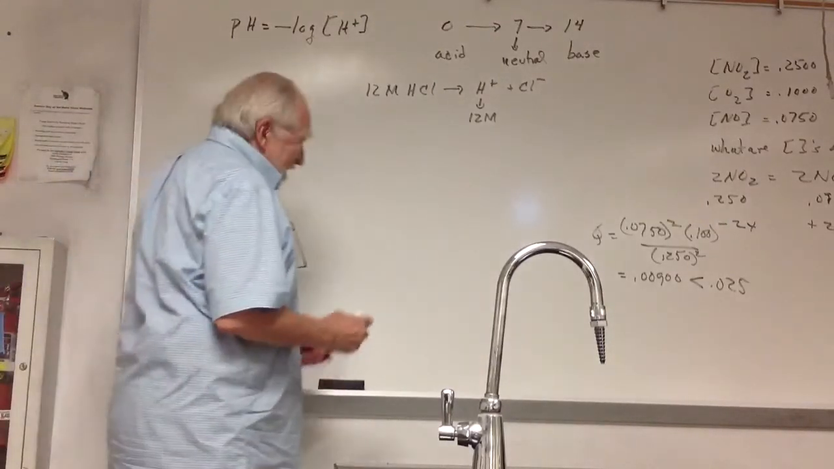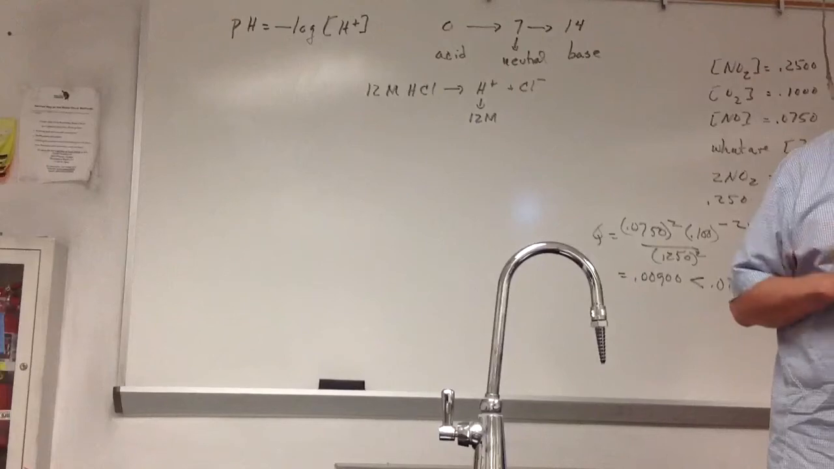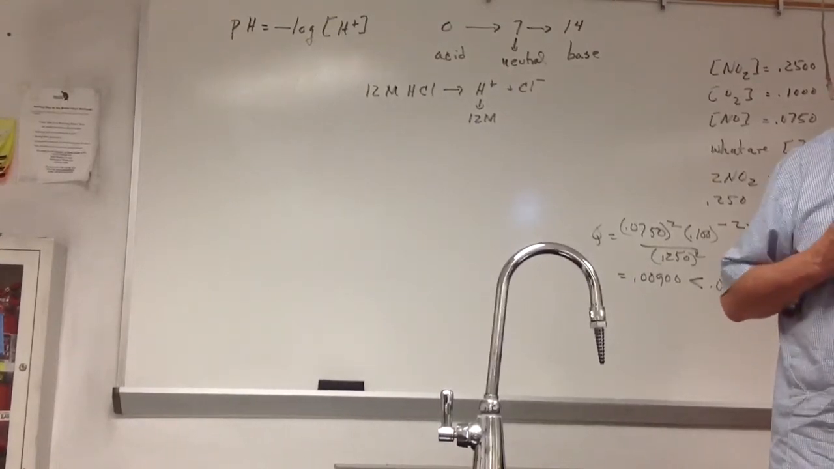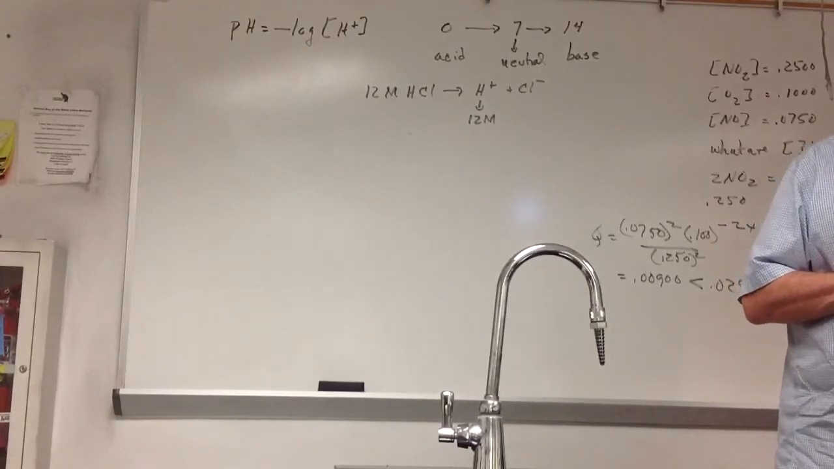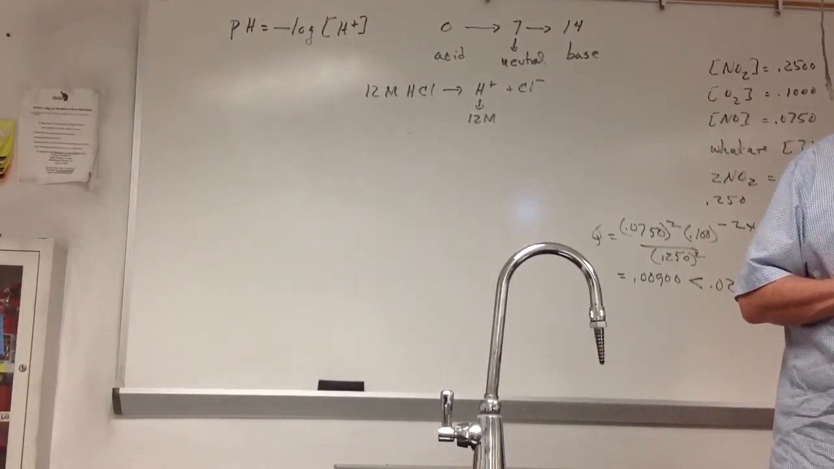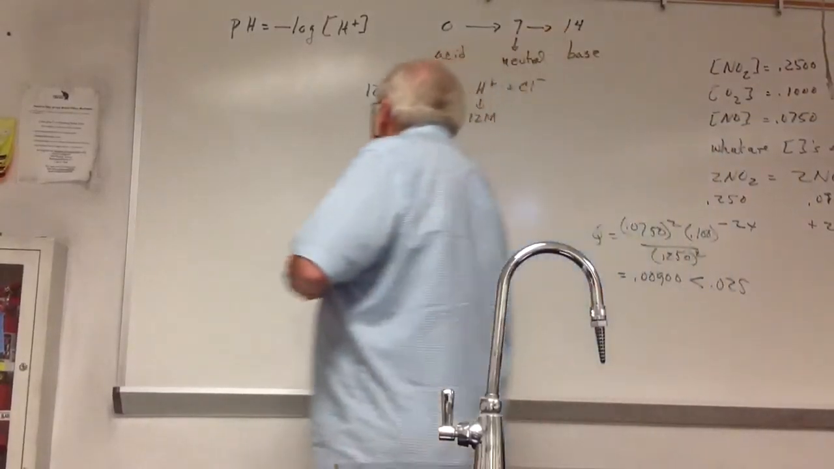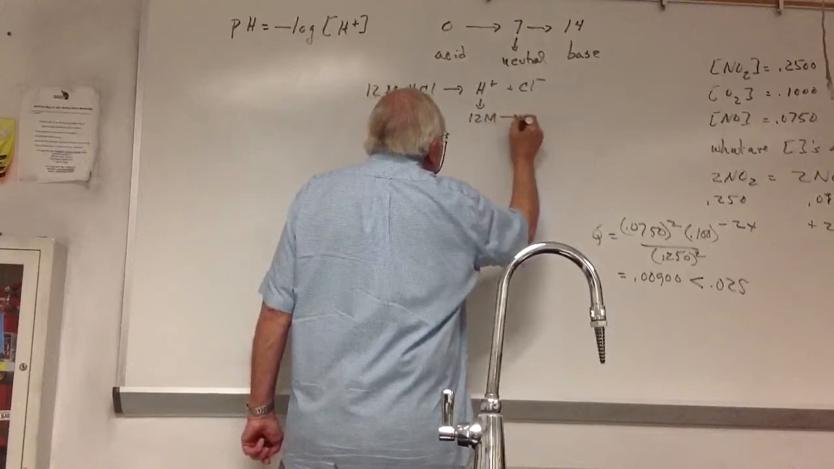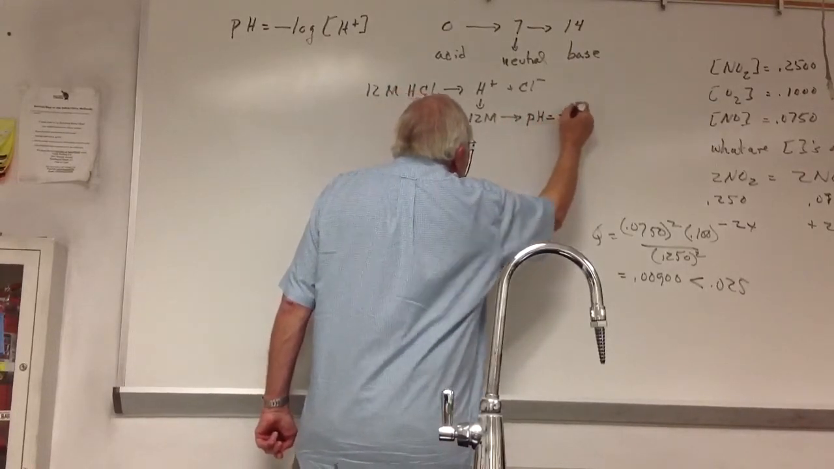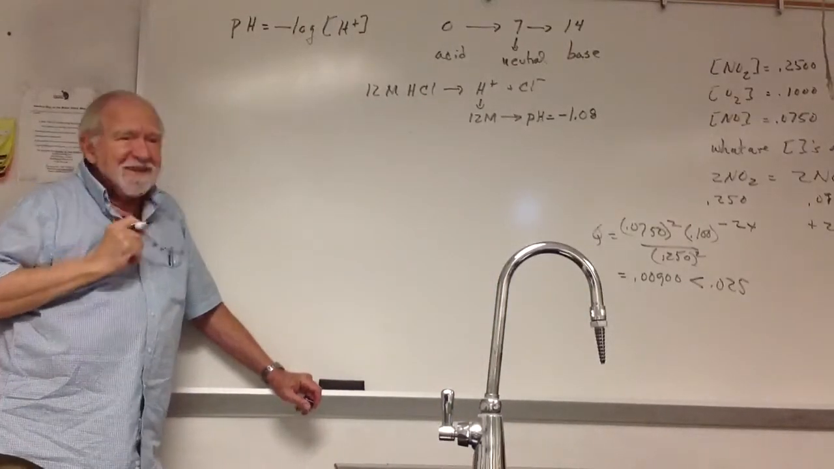And everybody says, well, I got my calculator. I'll just do that quickly. There's my button. And I get minus 1.08. What's wrong with that? It's a negative number.